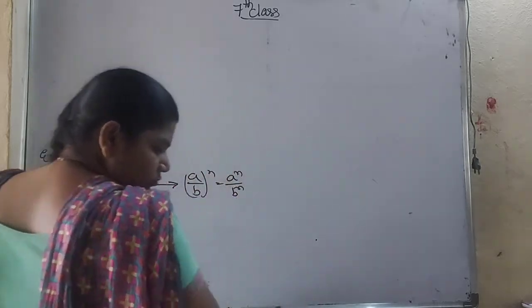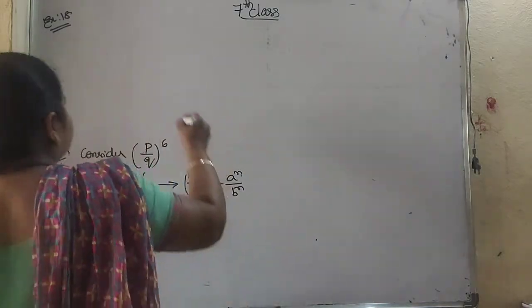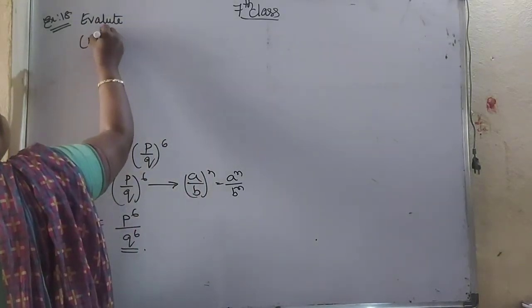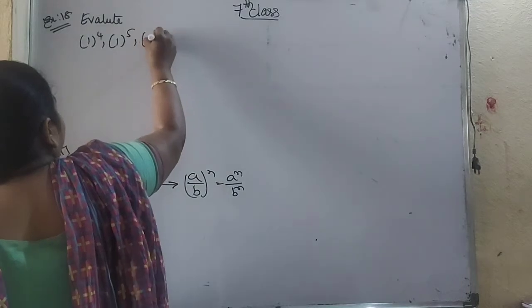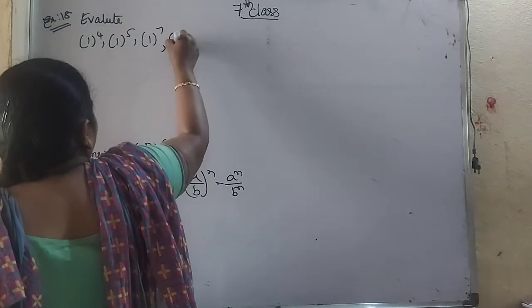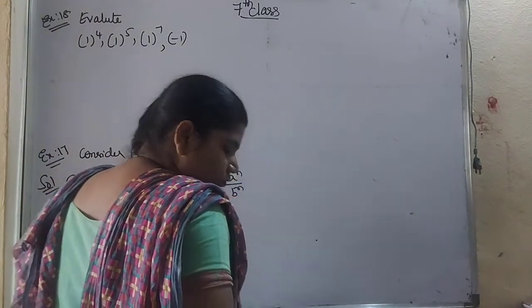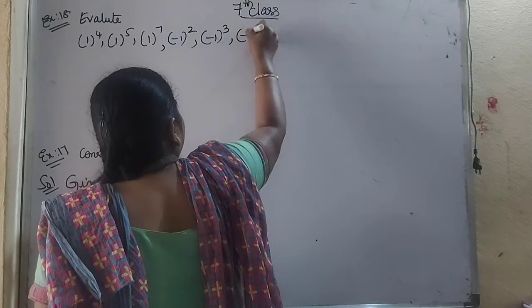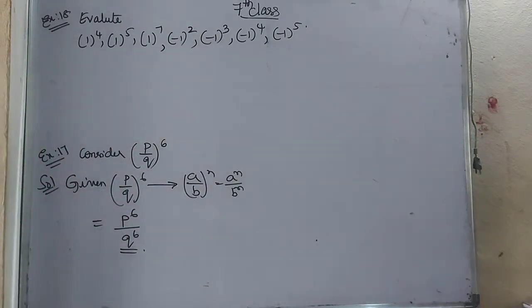Next is example number 18. Evaluate 1^4, 1^5, 1^7, minus 1^2, minus 1^3, minus 1^4, minus 1^5. So we have to find the answers for this.